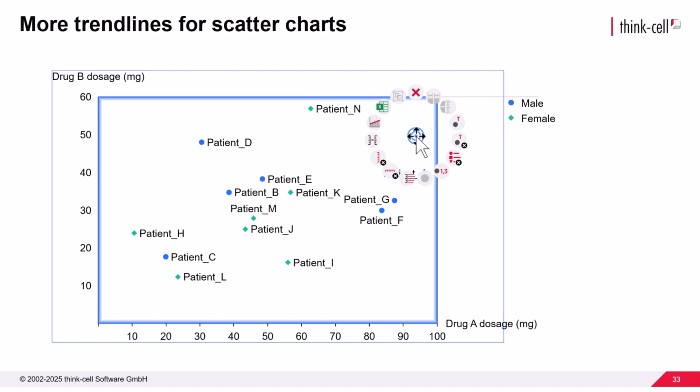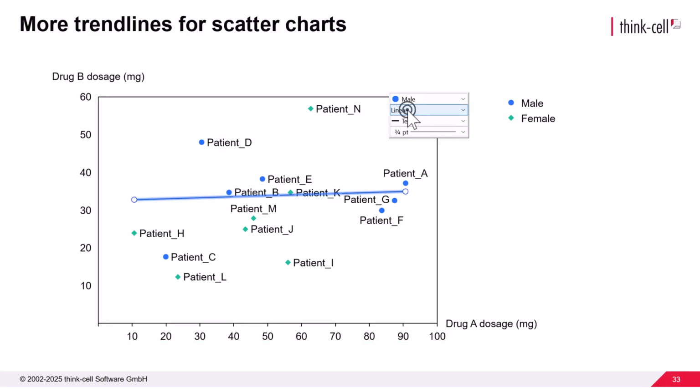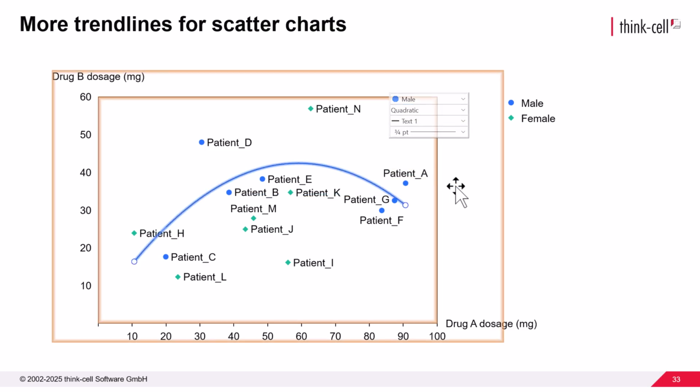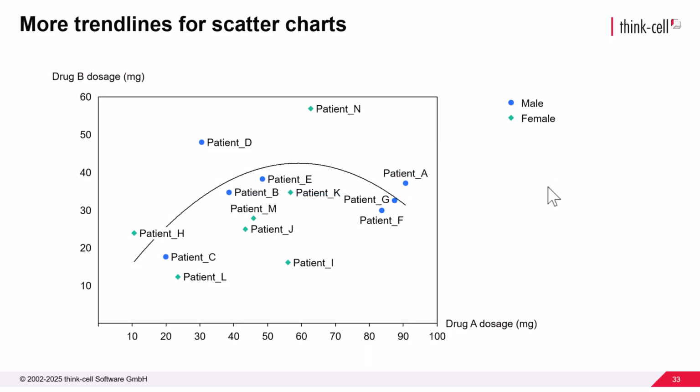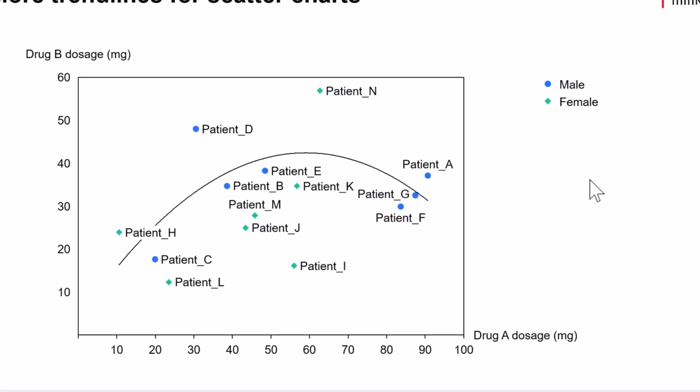With Think Cell 14, you can now add more trend lines for scatter charts, including quadratic, cubic, and quartic trend lines. More options mean you can accurately visualize the patterns in a wider variety of datasets without the need for separate calculations or workarounds.